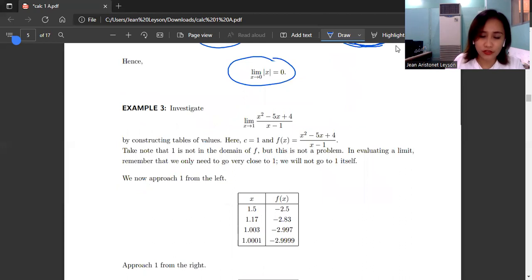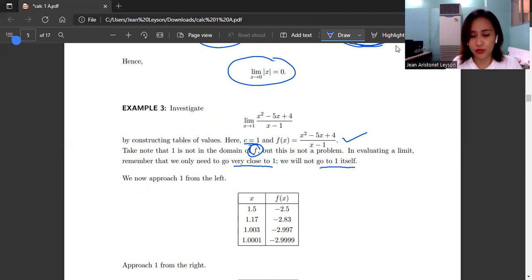Next, we have another example. Let's investigate the limit of x squared minus 5x plus 4 over x minus 1 as x approaches 1. By constructing a table of values, wherein our c is 1, this is our function. Take note that 1 is not in the domain of f. Why? Because if we substitute 1 to our denominator, the denominator will become 0, and as we all know, if the denominator is 0, that will be undefined. So in evaluating a limit, remember that we only need to get very close to 1. We will not get to 1 itself. So that's fine. You can still solve for the limit.